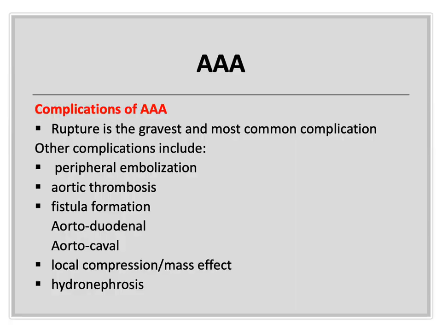Now, what are the complications of AAA? Rupture is the gravest and most common complication, and it's a very serious complication. Other complications include peripheral embolization, aortic thrombosis, fistula formation between the aorta and duodenum, or between the aorta and inferior vena cava, aorto-duodenal or aorto-caval fistula, local compression, mass effect, and hydronephrosis.